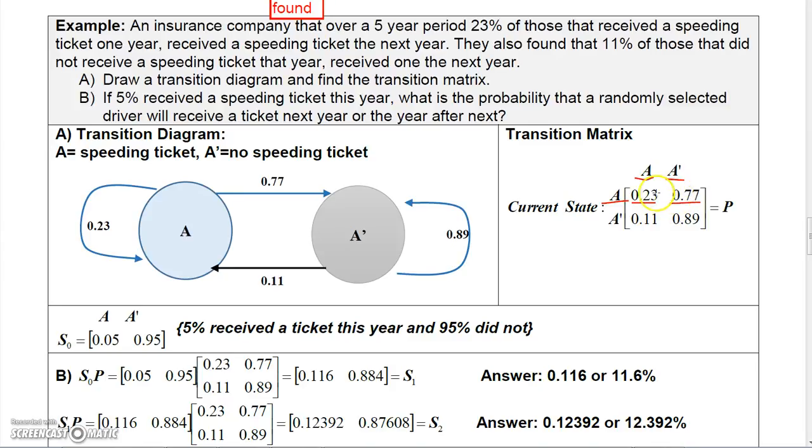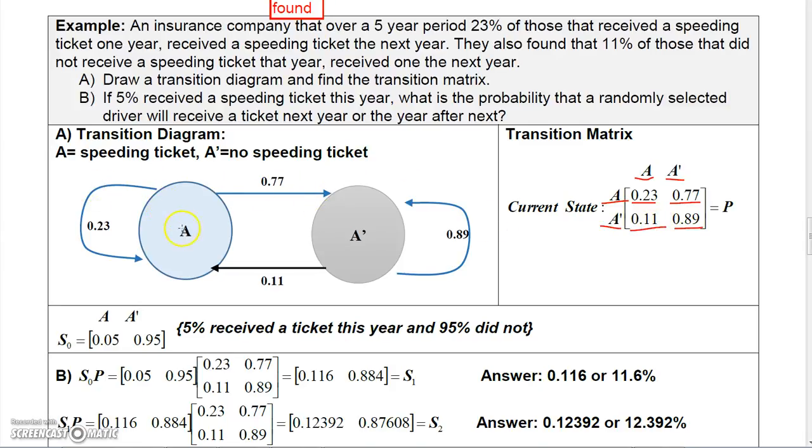So that's just 1 minus 0.23. It also says that they found that 11% that did not receive a speeding ticket that year received one the next year. So out of those, this row represents those that did not receive a ticket the first year. So 11% of those that did not receive a ticket the first year received one the next year, and then 89%, subtract 11% from 100, you get 89%, that did not receive a speeding ticket did not receive one the next year.